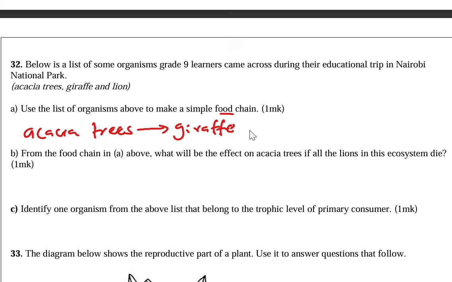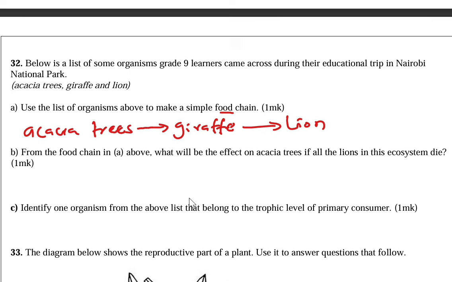And then the giraffes are eaten by lions. So eaten by a lion. So that's what we call a food chain. It is a simple linear sequence showing how energy flows in the ecosystem.